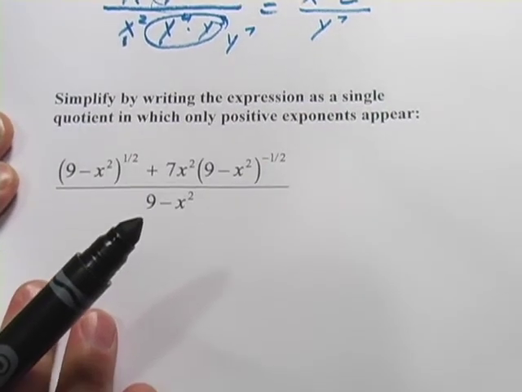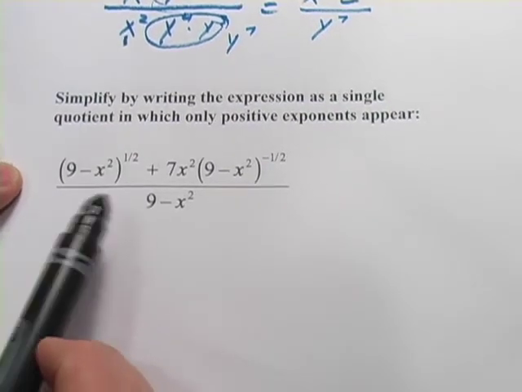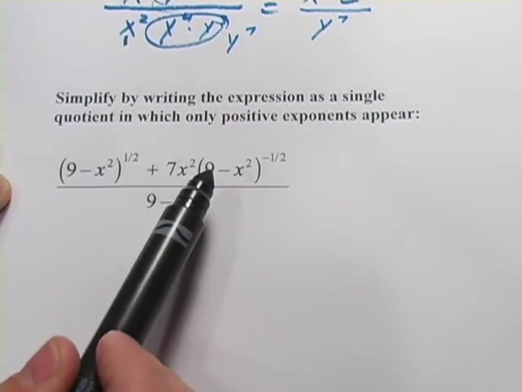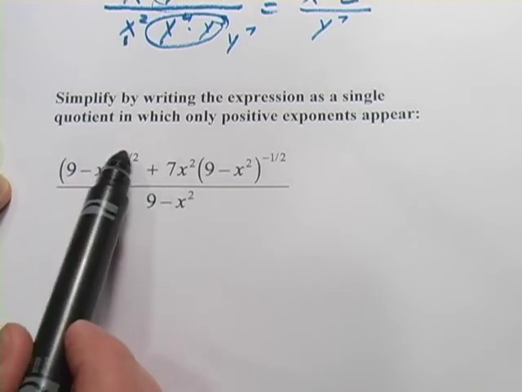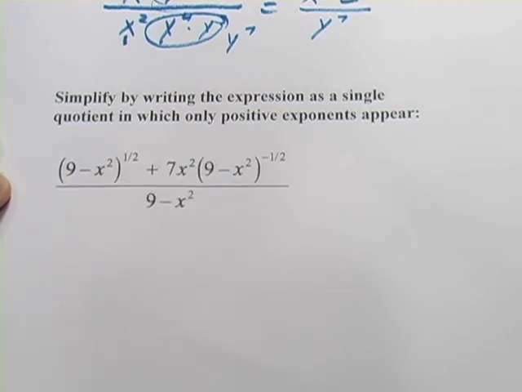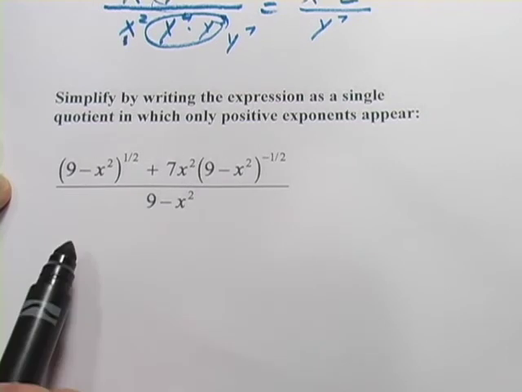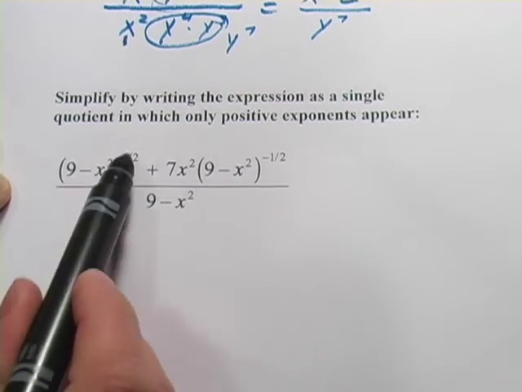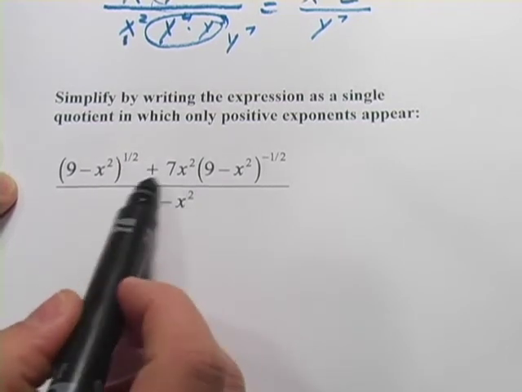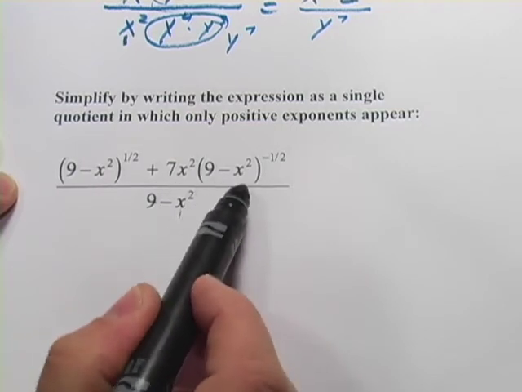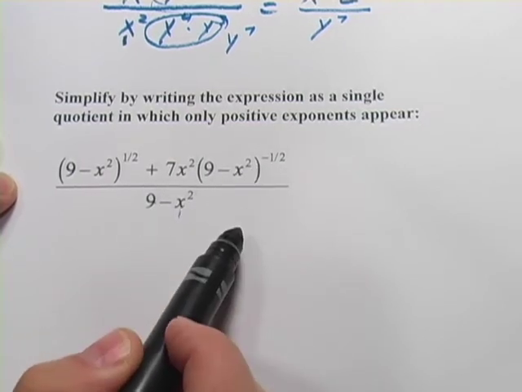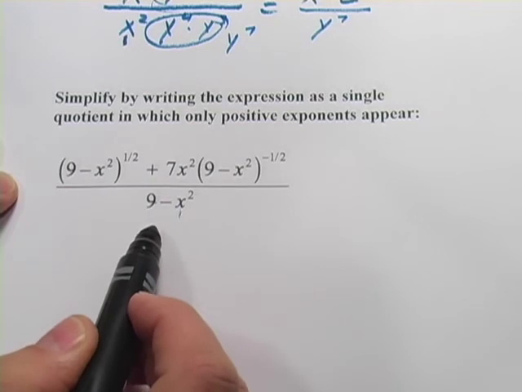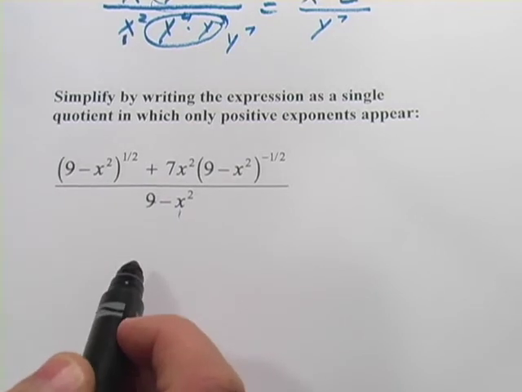All right, let's try one more, and this one is a pretty tricky one. This one says simplify by writing the expression as a single quotient in which only positive exponents appear. And I've got this complicated looking fraction. I've got 9 minus x squared all to the 1/2 power plus 7x squared times 9 minus x squared to the negative 1/2 power. And on the bottom of the fraction, 9 minus x squared.